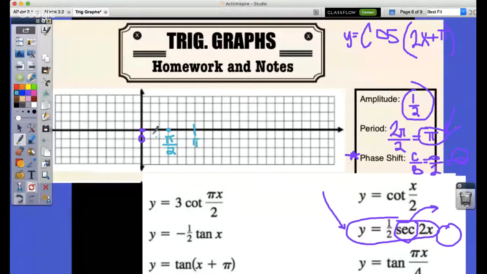Now let's put a little x for our quarter point here and here. So what's between 0 and 1? Well, between 0 and 1 is 1/2. But what's between 0 and 1/2? That's going to be 1/4. So I'm going to put pi over 4 and go from there.